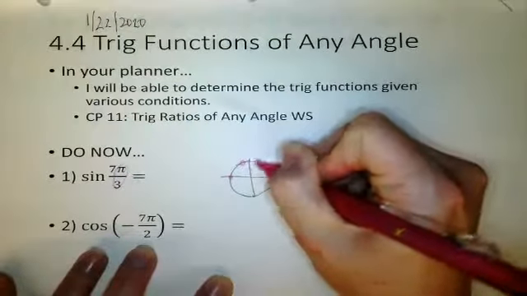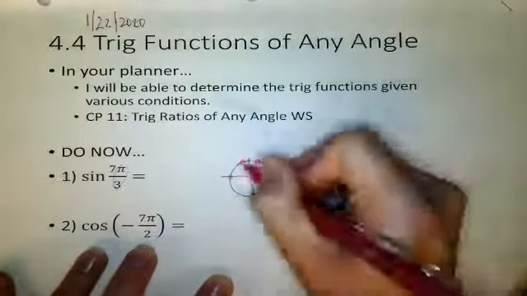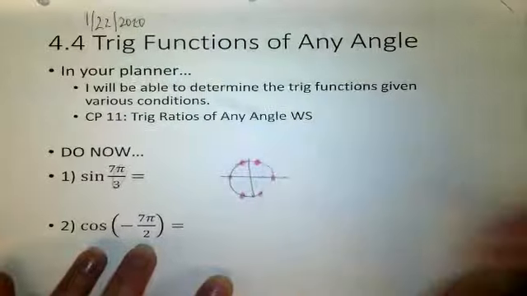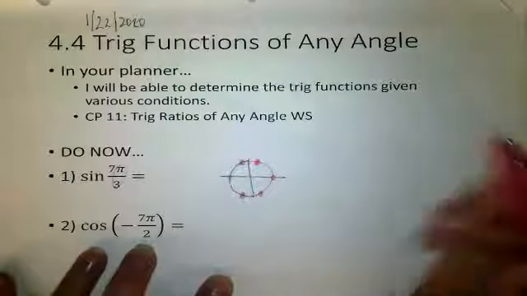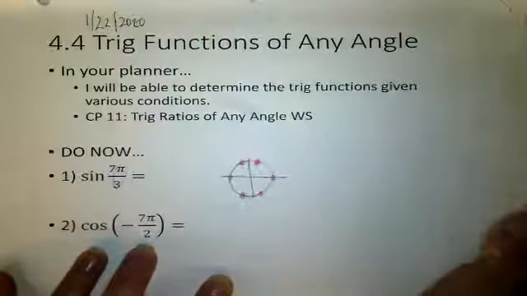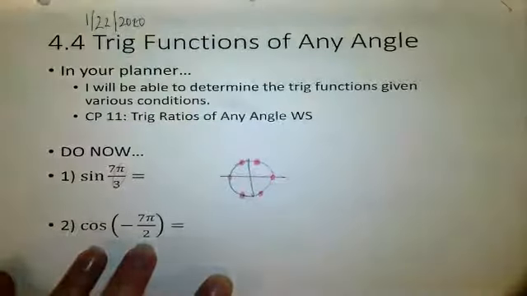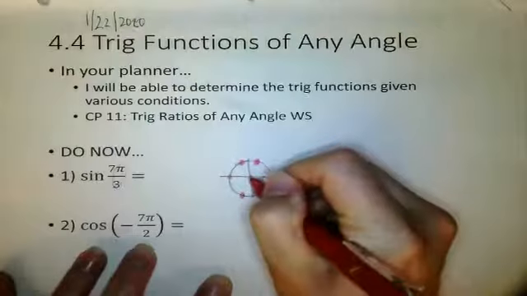So there's 1, 2, and 3 sections on top. And I'm going to do the same thing on the bottom. So I get 1, 2, and 3 sections on the bottom. So where does 7 pi over 3 fall? First quadrant, yeah. So I'm going to draw my angle.